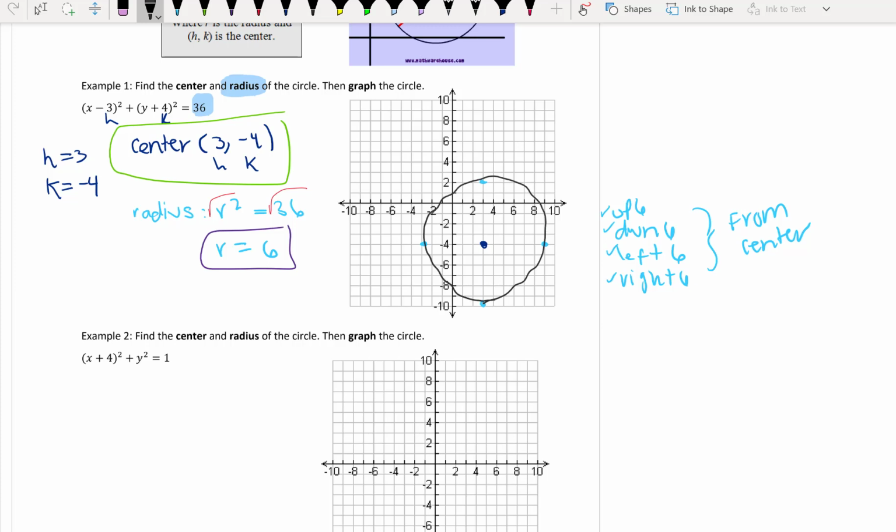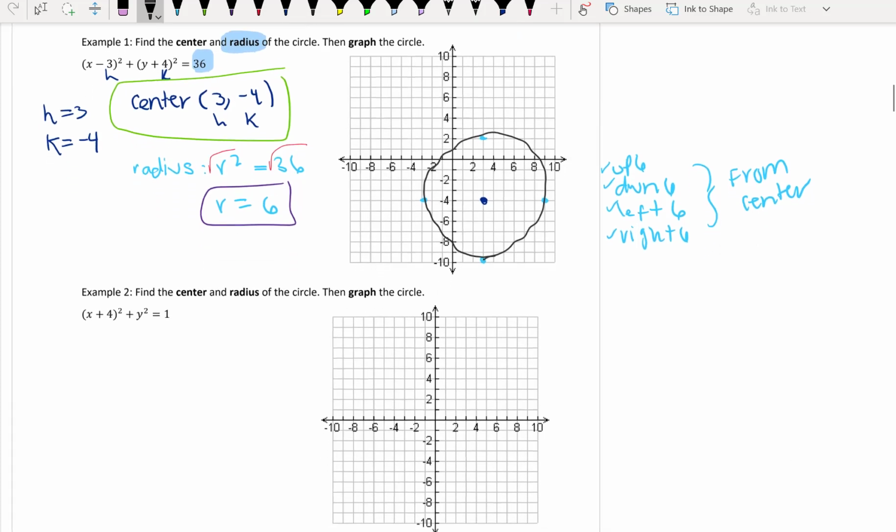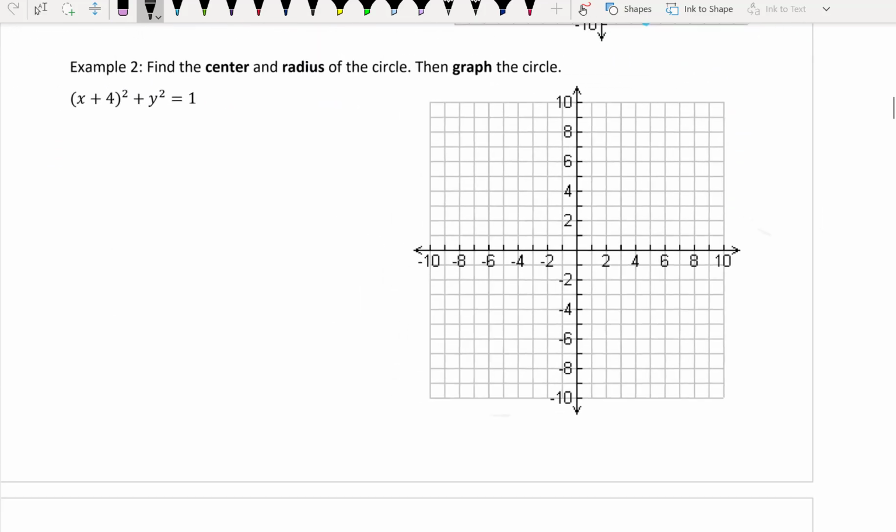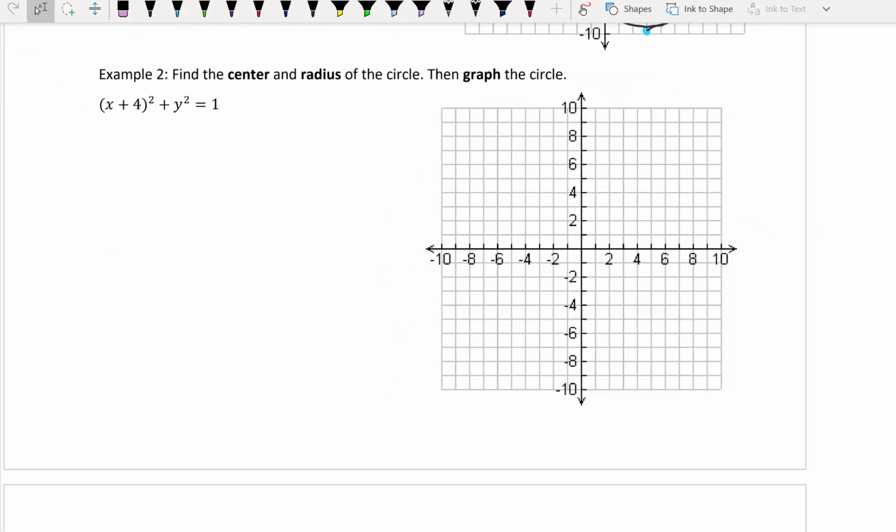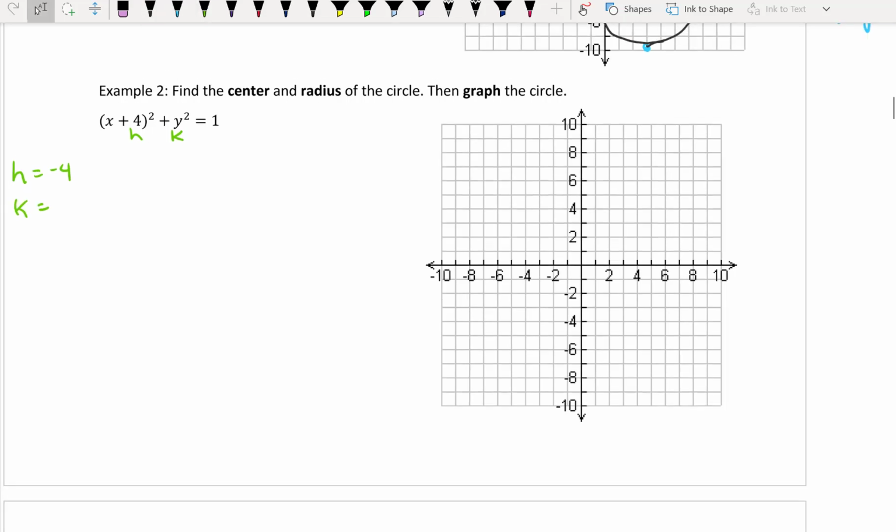That is going to be my circle. Okay. All right. So let's try this again for example number 2. So for example number 2, I have my h and I have my k. So my h is a -4 and my k value, well, remember that my general equation really has an x minus h squared plus y minus k squared is equal to my radius squared.